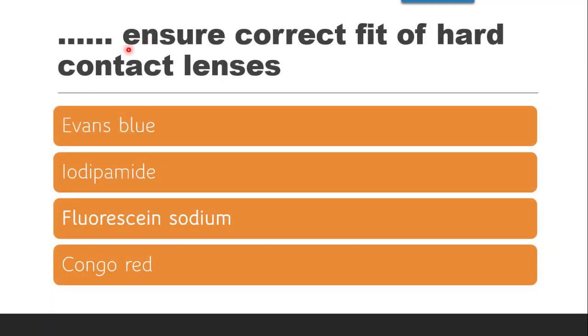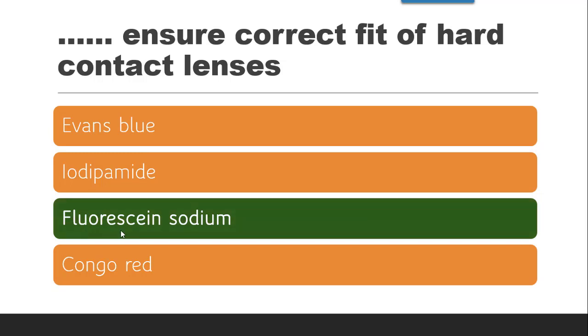Next question is, dash ensures the correct fit of hard contact lenses. Whether it is Evans blue, iodipamide, fluorescein sodium, or Congo red. The correct answer is fluorescein sodium. Fluorescein sodium is used in fitting hard contact lenses, and using this diagnostic agent will ensure whether the correct fit of the hard contact lens is achieved or not, that means whether they are fitted correctly or not.